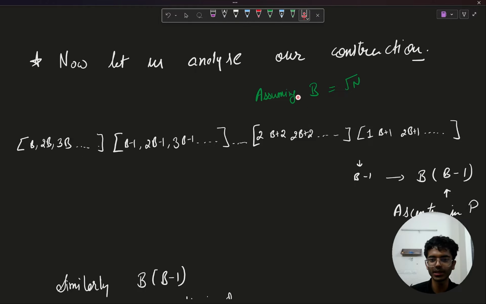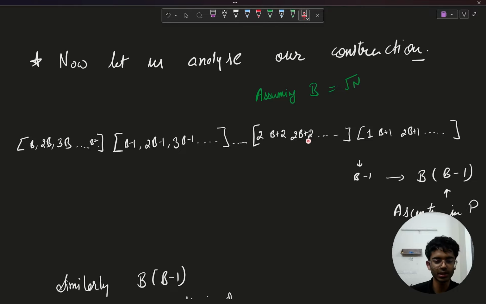So let us assume that b is equal to root n, because that is the value which would maximize this, right? So we would have something like this: 1, b plus 1, 2b plus 1, dot dot dot, 2, b plus 2, 2b plus 2, and dot dot dot. And then in the end there would be b minus 1, 2b minus 1, 3b minus 1, and dot dot dot, b, 2b, 3b, and dot dot dot, right? And the last element would be something like b square. And over here the last element would be something similar.